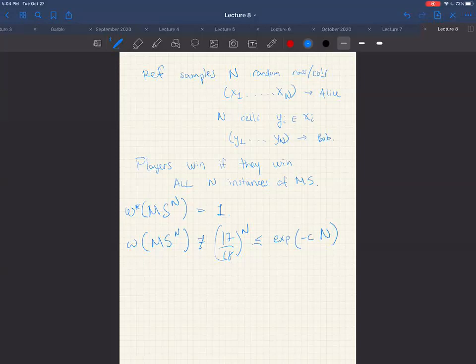That's a really good point. So, in terms of experimental usefulness, to tell whether you have a good EPR generator, the Magic Square game is not necessarily the best one, because the gap between 1 and 17 over 18 is small. Actually, you're better off using the CHSH game for that.